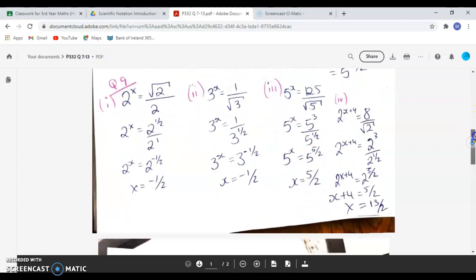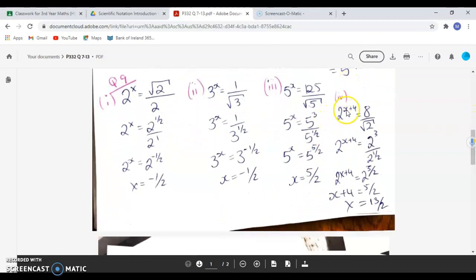Last one in question number 9 is this one here. 2 to the x plus 4 is equal to 8 over root 2. Let's use a base of 2. Leave the left-hand side alone. That's all fine. Let's work with the right-hand side.